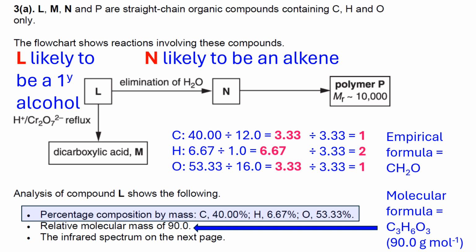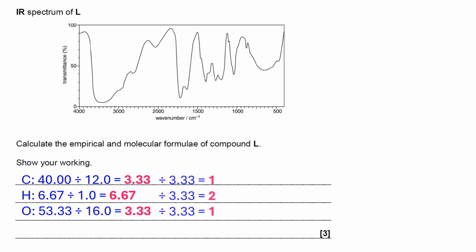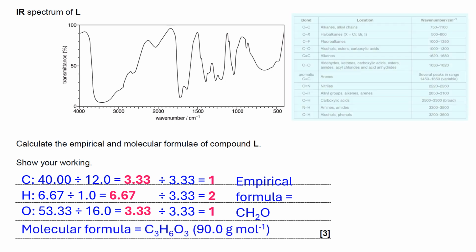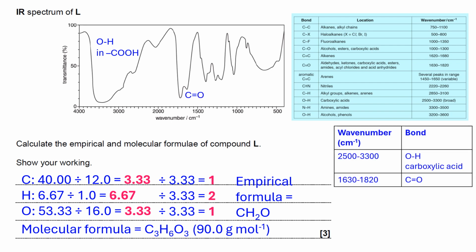Now it says the infrared spectrum is on the next page. So let's have a look at that. So they've asked us to put in the answer space our workings using the information on the previous slide to calculate the empirical and molecular formulae. So we pop all that down there first, and now have a quick look using the infrared information from the data sheet. You can see that you've got an OH peak from carboxylic acid and a C=O. So those two together would suggest strongly there's a carboxylic acid functional group in L.